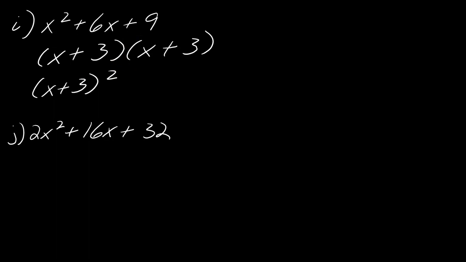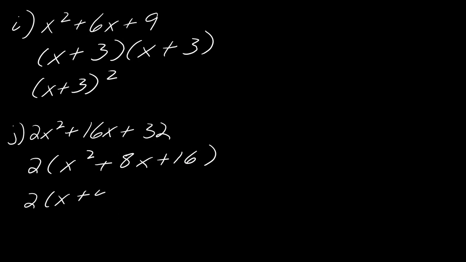Now for J, you may have noticed there is actually a GCF here. So I can factor that out. And then I can factor this as well. So this becomes 2 times x plus 4 times x plus 4. So just because this has a 2 here doesn't mean that you have to factor it like we did the other examples, right? Sometimes, if you look at the whole thing, it might actually have a GCF. So you just want to pay attention.